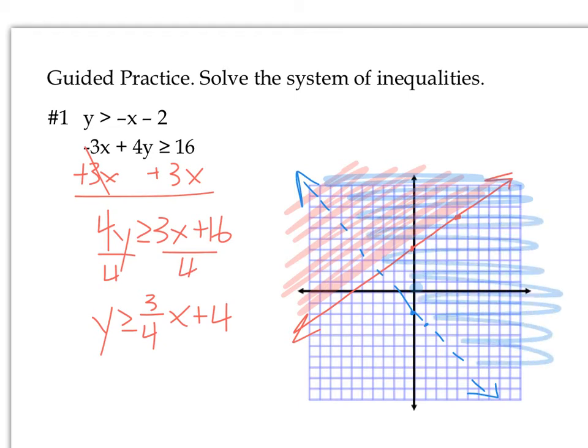And so where is my shading overlapping? It's overlapping right in here. This would be the solution area of my graph. A dashed line bordering it on this side, a solid line bordering it on this side, and these points in here would all be solutions for that system of inequalities.